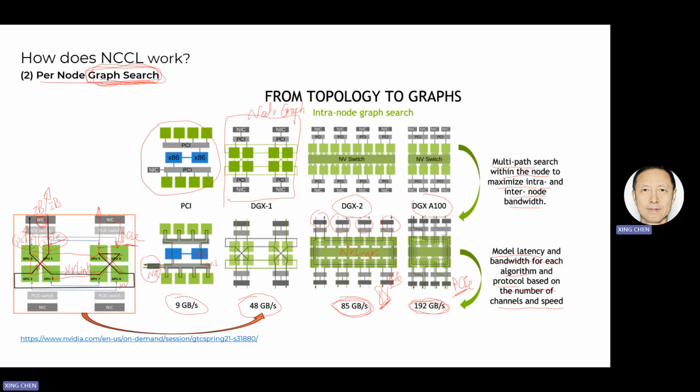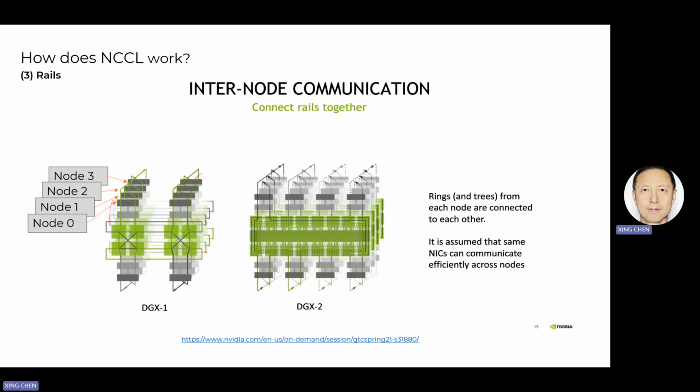But that's just for one node. How should we connect the nodes together? How should node 0 communicate with node 1, and node 1 with node 2 and node 3? How should they be connected to communicate with each other?